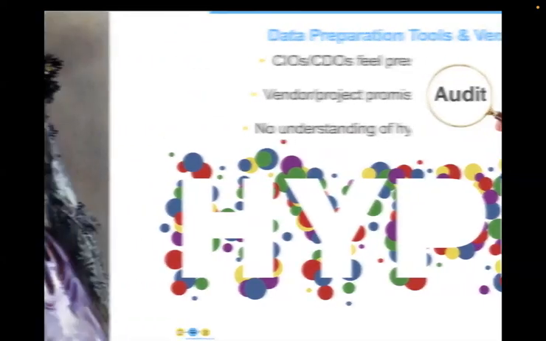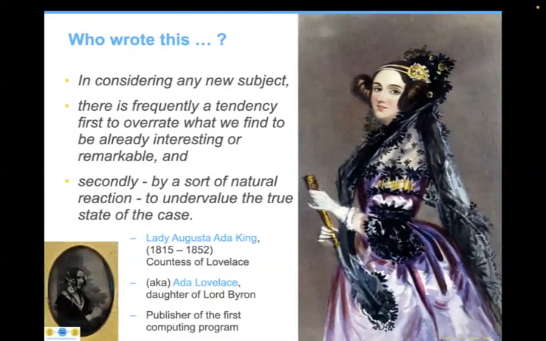So the hype cycle is something that was invented by Lady Augusta Ada King, or Ada Lovelace. She's the only acknowledged daughter of Lord Byron and the person who I consider to have founded our discipline. Now, she wrote, "In considering any new subject, there is frequently a tendency to first overrate what we find to be interesting or remarkable, and secondly, by a sort of natural reaction to undervalue the true state of the case."